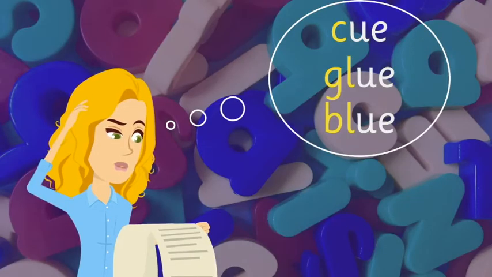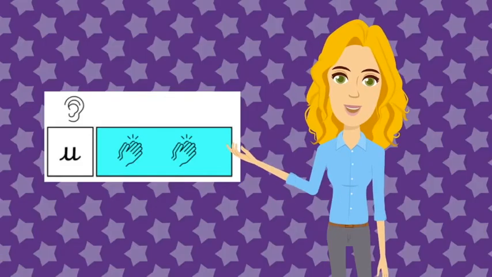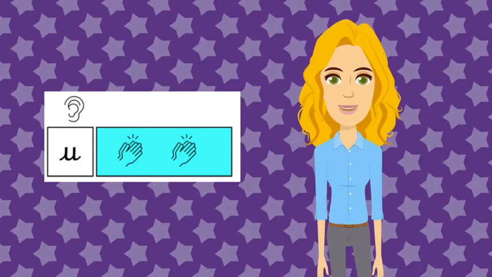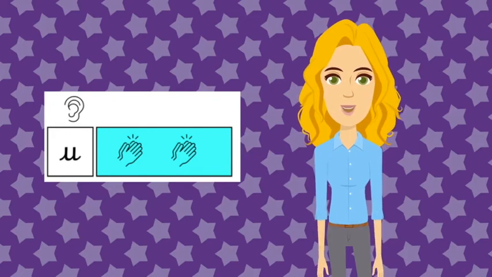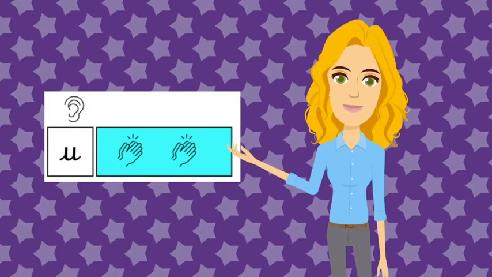One-syllable words to avoid at the point of teaching this rule include cue, glue, and blue, because these disprove the rule. The final rule that children need to get to grips with is when the letter U makes its letter sound or when it makes its letter name U.